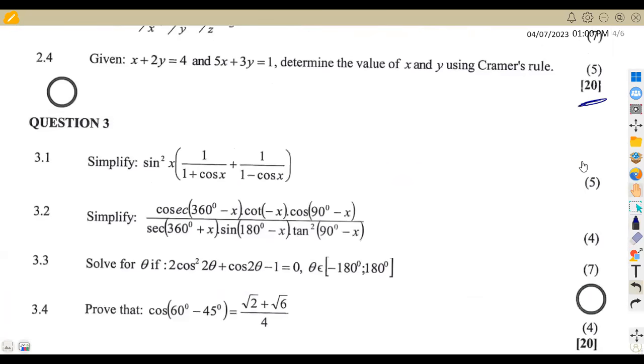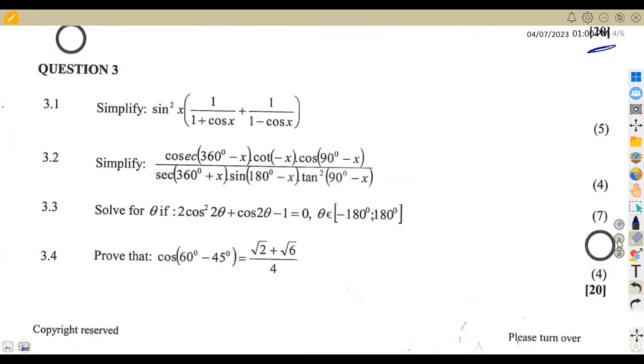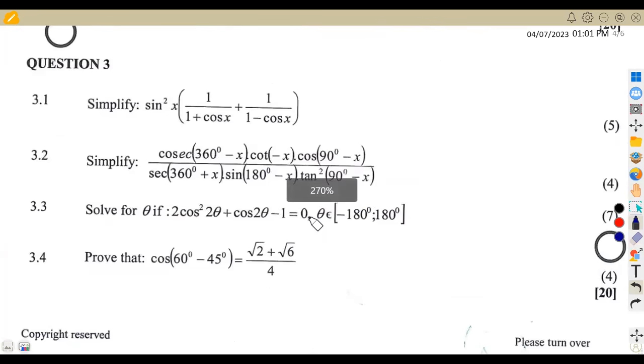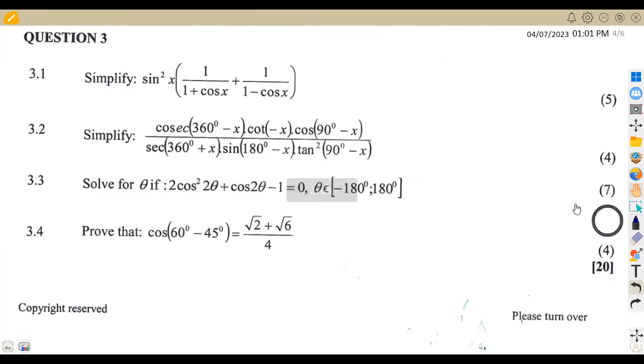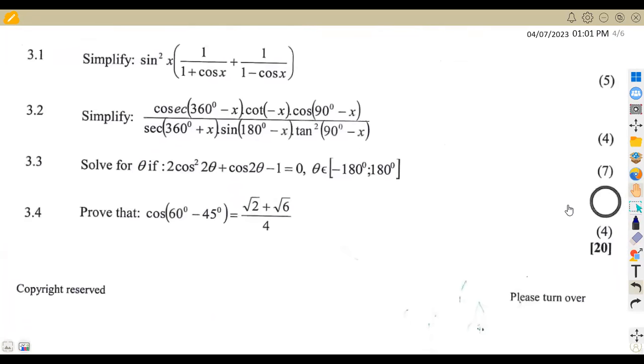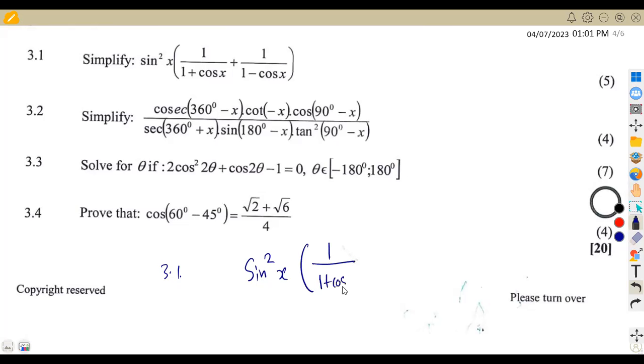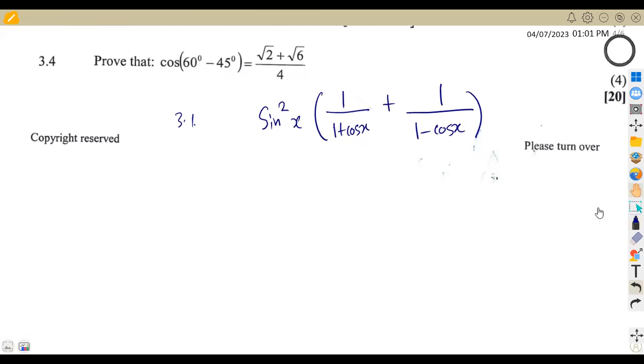Okay, so let's check what we have on question number 3, which is on trigonometry. In this case, also having a total of 20 marks. The first part was to simplify. Okay, this is simplification. So we are given 3.1 to simplify sine squared x into 1 over 1 plus cos x plus 1 over 1 minus cos of x. Simplify, 5 marks for that. Okay, so let's see how we can simplify.